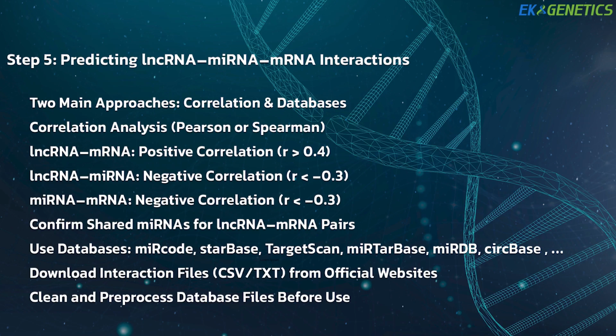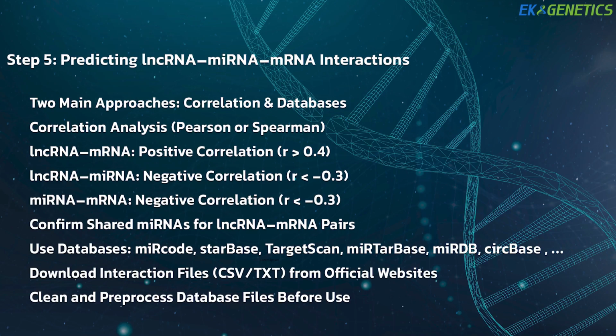The correlation between miRNAs and mRNAs should also be negative, since miRNAs generally suppress mRNA expression. Again, pairs with correlations lower than 0.3 are typically considered. Finally, only keep lncRNA-mRNA pairs that share at least one common miRNA, which will be confirmed in the database-based step.